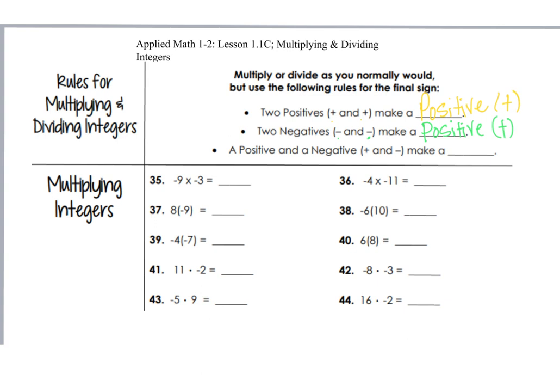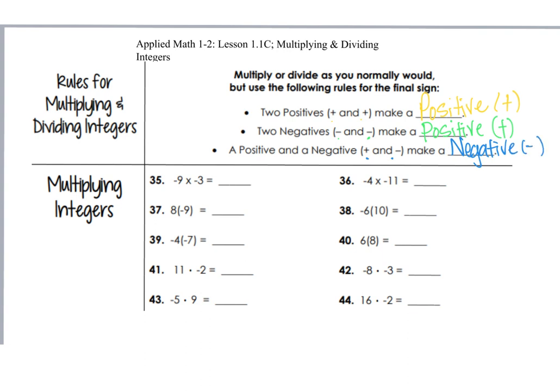But what makes a negative answer, a negative solution? That is when we have a positive number and a negative number multiplied together. So with a positive number and a negative number, our answer is going to stay negative. Okay, have that minus sign in front of it.